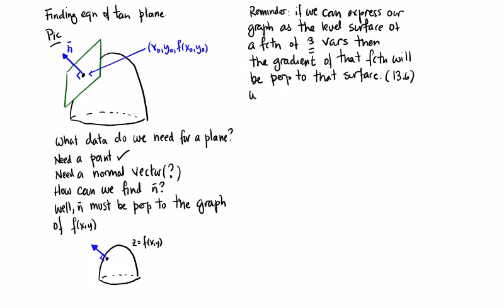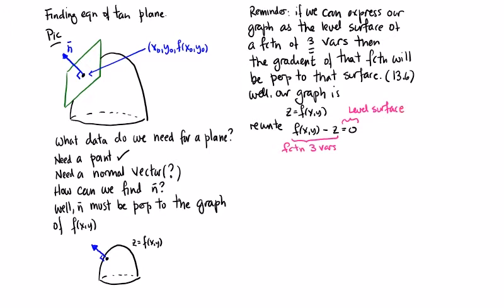So, right, our graph is z equals f of x y. This can be rewritten as f of x y minus z equals 0. This thing on the left is now a function of 3 variables. It's equal to 0, which makes it a level surface.